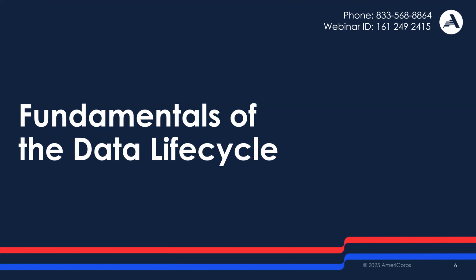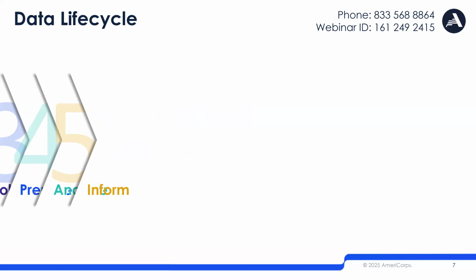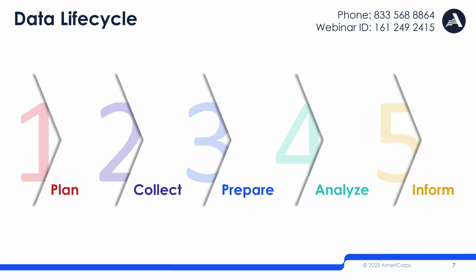Let's begin by looking at how data flows through a project from start to finish. We'll walk through 5 key steps in a data lifecycle: plan, collect, prepare, analyze, and inform. To make this concrete, we'll see how these steps work using a food security program as an example. I'll share each step, and I want you to think about how it might apply to your own work.